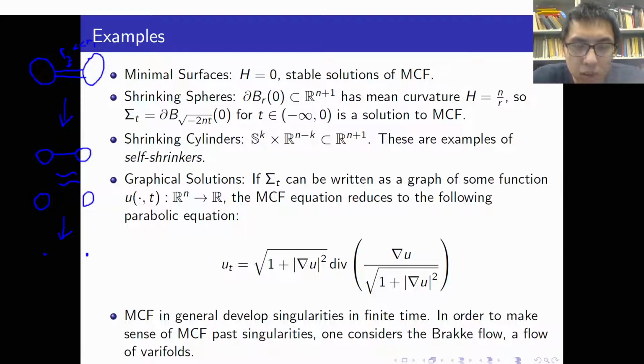And so this whole flow, away from the singularity, would make sense. That perhaps serves as an example that there might be a way to continue these flows past singularity in some sort of nice way. Okay, and one of the generalizations of the mean curvature flow for potentially singular surfaces is called the Brakke flow. It's a flow of varifolds.